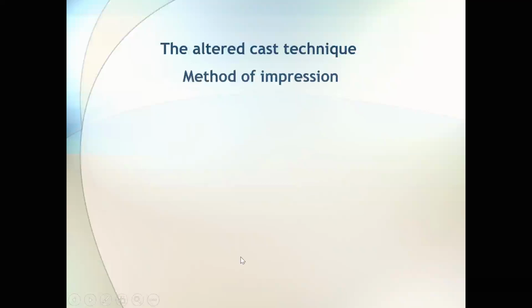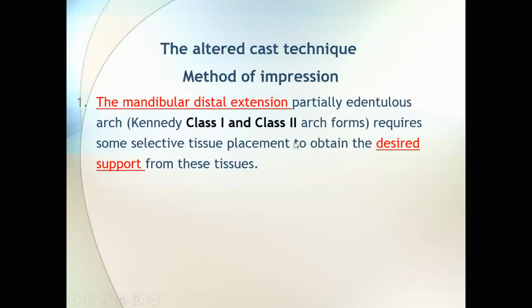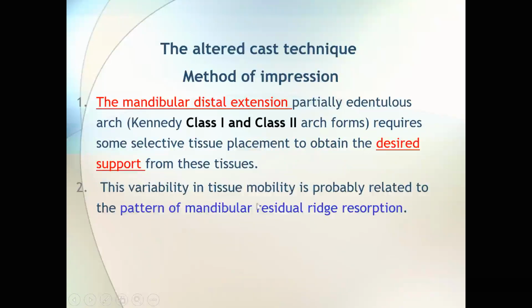So what is the method of impression? The mandibular distal extension partially dentate case, like Kennedy Class I and II, requires some selective tissue placement. Why? To obtain the desired support from these tissues. This variability in tissue mobility is probably related to the pattern of the mandibular residual ridge, because residual ridge resorption is more in the lower than in the upper arch.